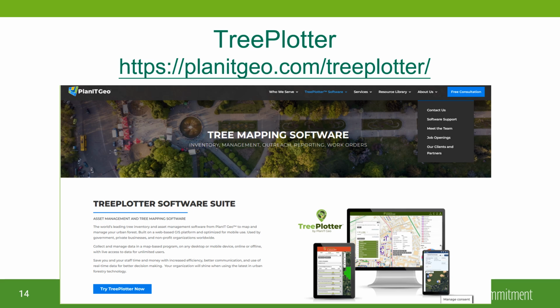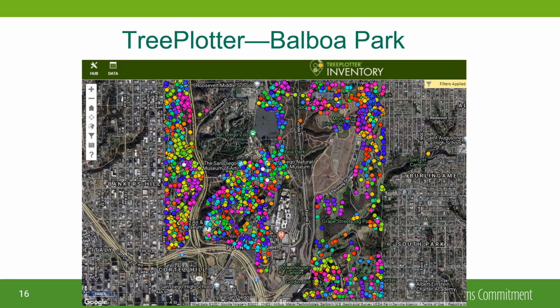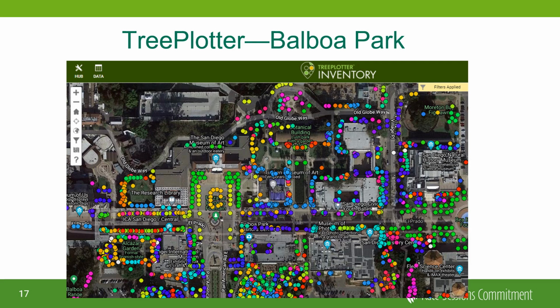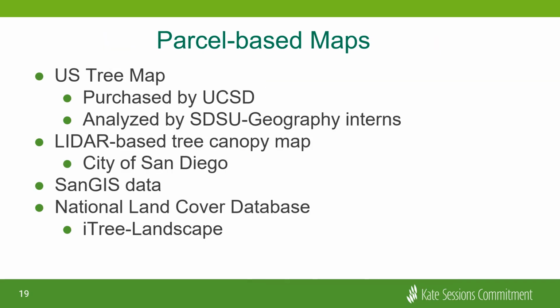Tree Plotter is a national platform used locally to record and display data on individual trees. Tree San Diego is using it for tracking local projects. The tree inventory for Balboa Park is displayed on Tree Plotter. Look for information about your favorite trees. Click on each pin to get more information about that tree and sometimes a photo.